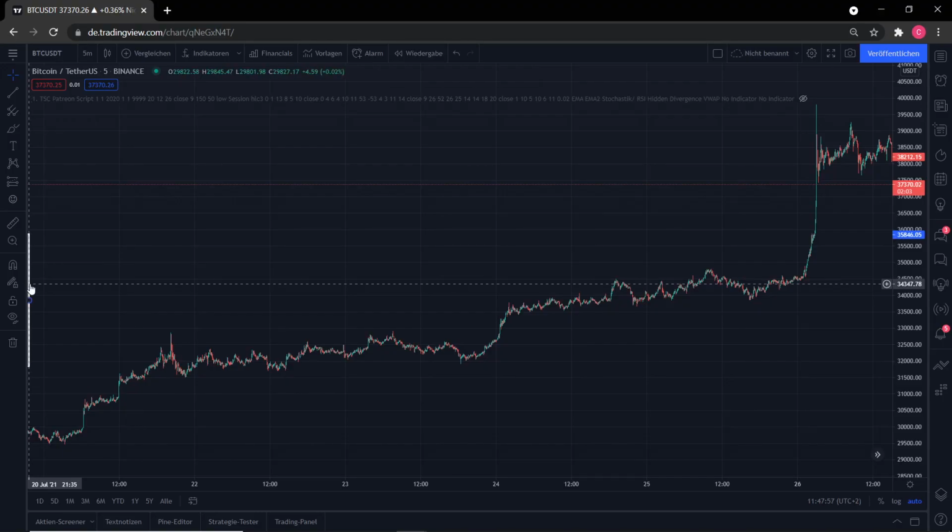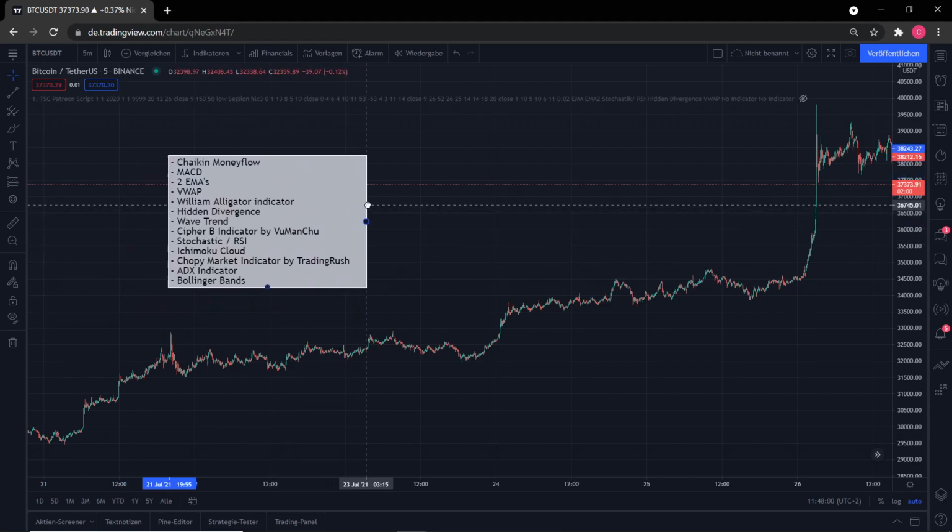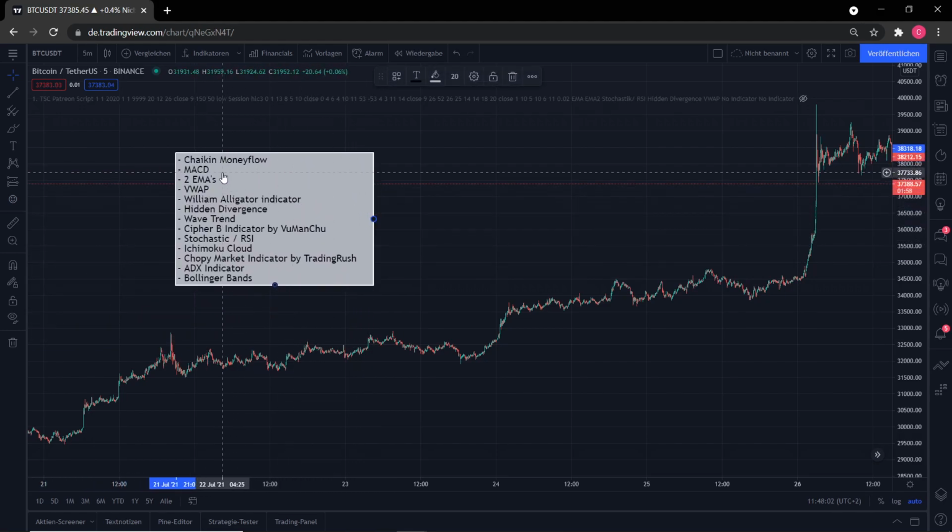I have added 14 different indicators to the script. If you have ideas for other indicators, let me know. Included are typical trend indicators, like the MACD, the EMA. Momentum indicators, like the Stochastic RSI. Volume indicators, like the Moneyflow index. Volatility indicators, like the Bollinger Bands. I have tried to cover the market as much as possible.